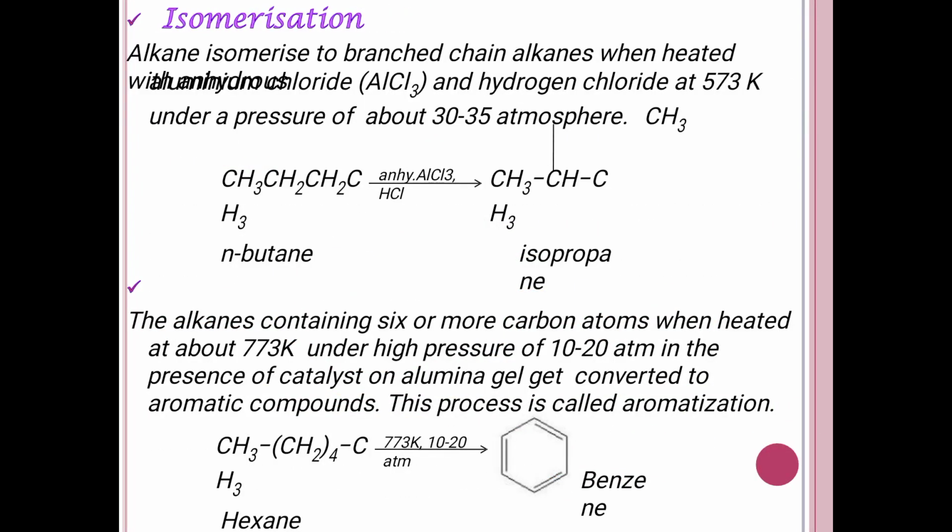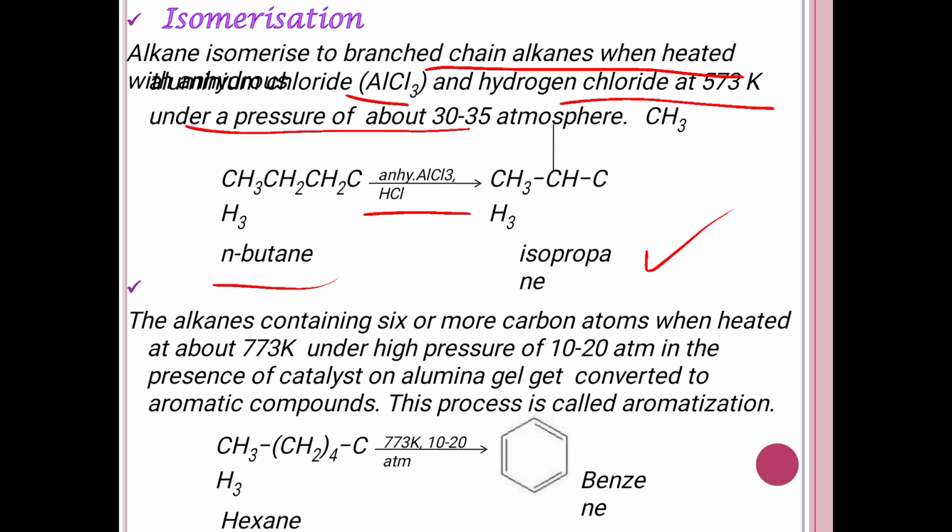Then we will see isomerization. We have seen what isomerization is. Here butane is reacted with anhydrous AlCl3 and will give isobutane. That is, the straight chain is converted to branched compounds when heated with AlCl3 and hydrogen chloride in the presence of high pressure and temperature.